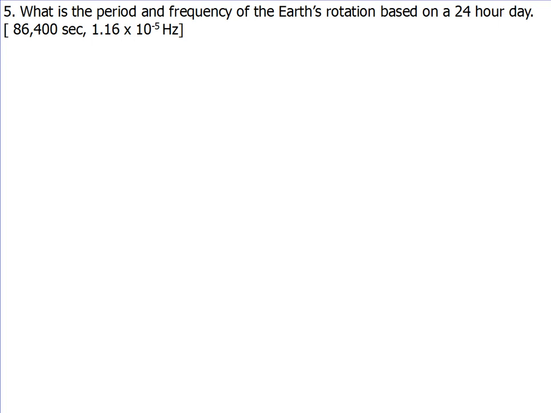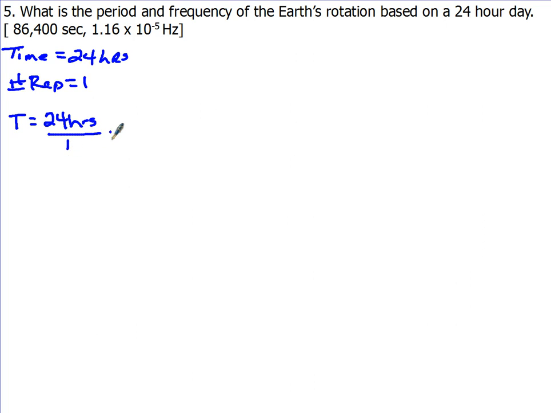Now, what is the period and frequency of the Earth's rotation based on a 24-hour day? All right, so let's see. The time is 24 hours. Now, how many times does the Earth rotate in 24 hours? Well, that's just the number of reps. It's just once. So, the period is the total time, which is 24 hours, divided by the number of reps, which is 1.